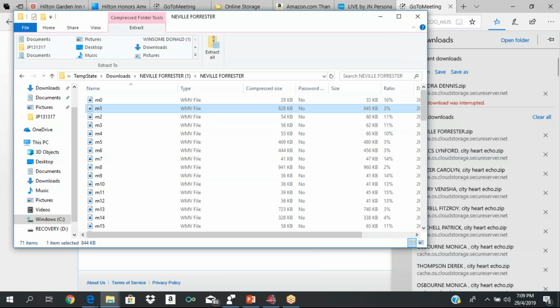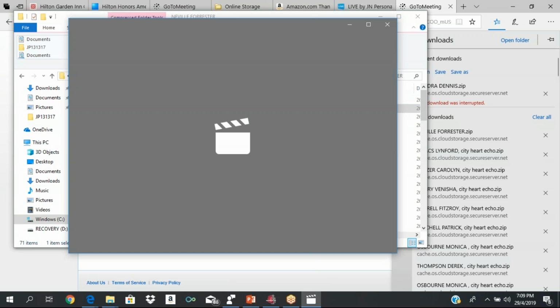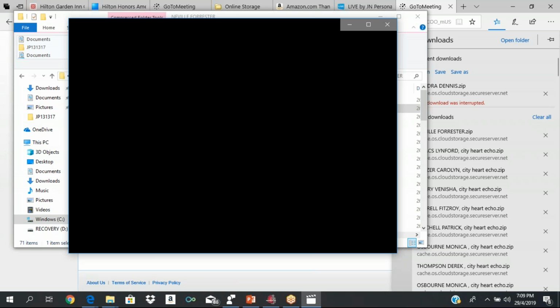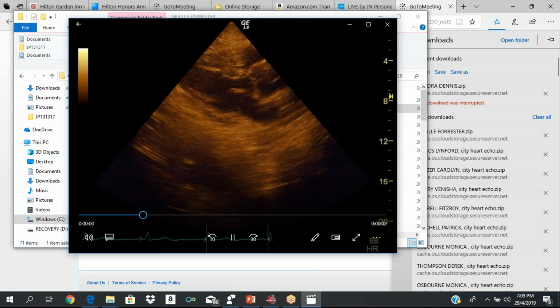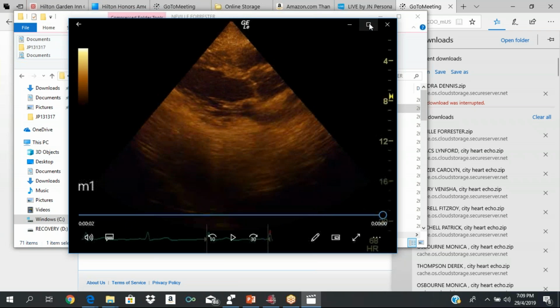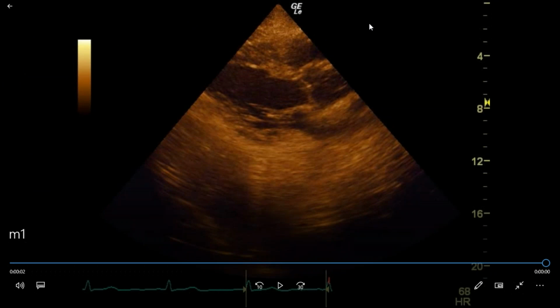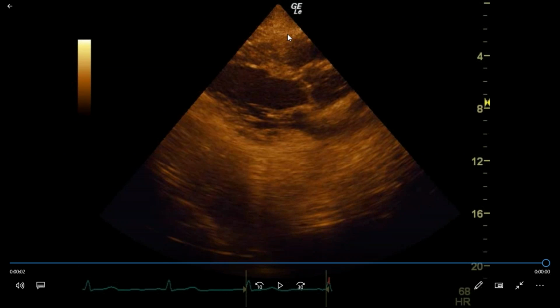We're going to just go over the basic echo. So again, when you start with your parasternal long axis, and if you remember how you get your parasternal long axis, the transducer, the probe is in the left third or fourth intercostal space, and the mark is towards the patient's right shoulder. And you're going to get something looking like this.